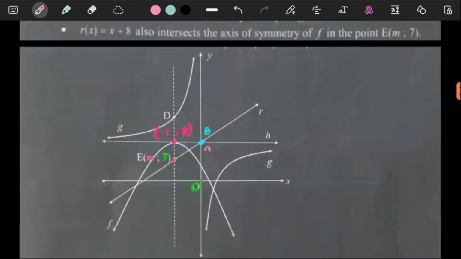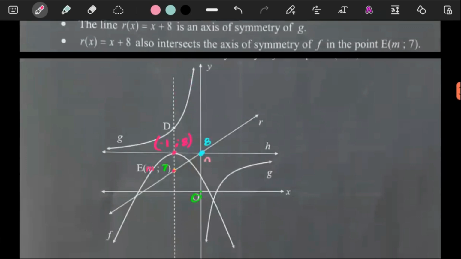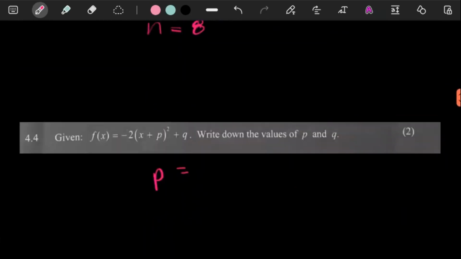On the Cartesian plane, we can see that this value is like negative 1. So in your equation, this has to be a plus 1. You see, you have to drop a 1 over here. And then for q, we already know it is positive 8 over there. So let us move on to the next question.